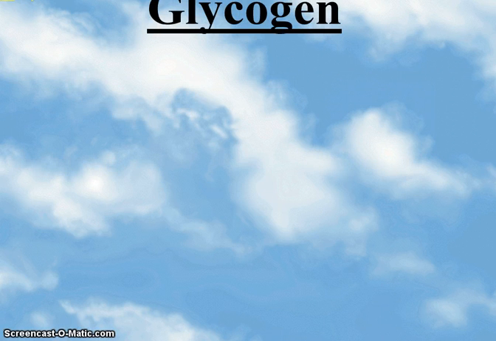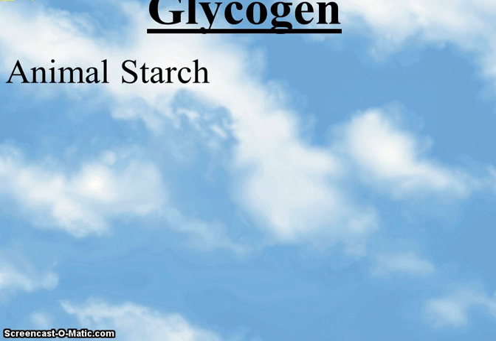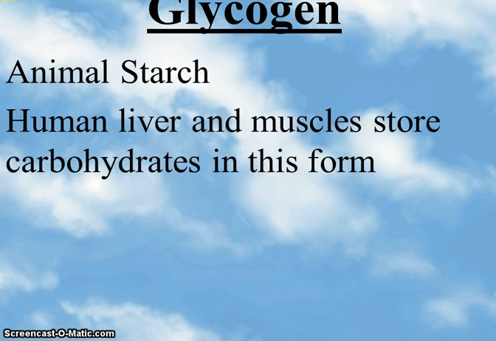We talked a little bit about glycogen, so let's deal with this a little more. Glycogen is basically animal starch. It's the way that animals store long chains of glucose molecules in liver and muscle tissue. Those stored glucose molecules can then be used later on as an energy source for that particular animal.